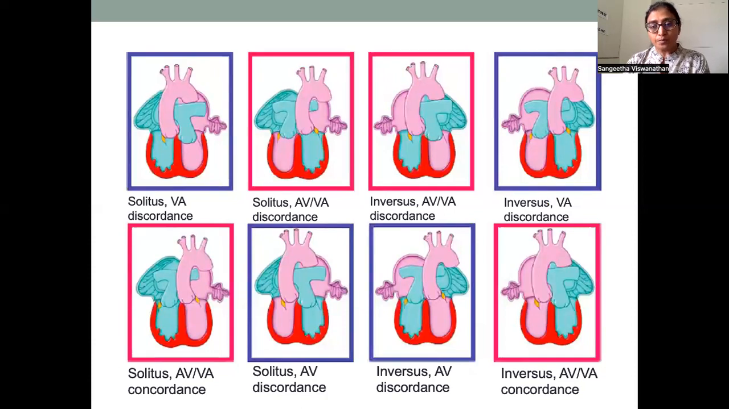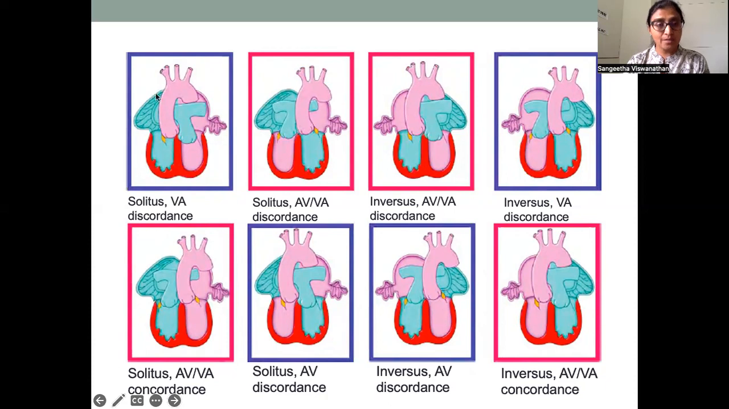Okay, so there are various, we talk about ventricular-arterial connections, right? There can be ventricular arterial concordance, where the left ventricle connects to the aorta, right ventricle connects to the pulmonary artery, or there can be ventricular arterial discordance. Ventricular arterial discordance, typically you see it in transposition of great arteries.